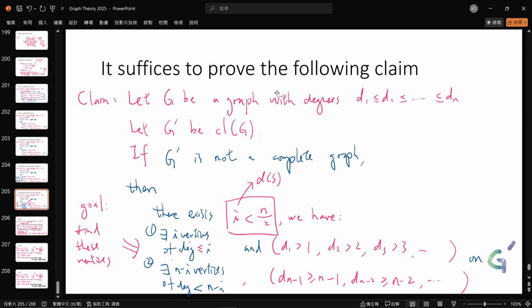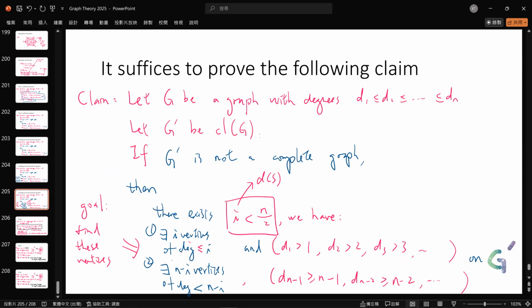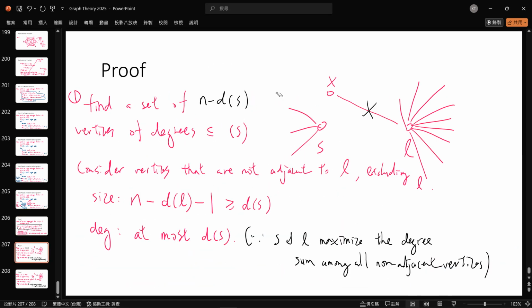So for the second set, we have to find n minus ds such that the degree is less than n minus ds. Okay, so how to find such a set?